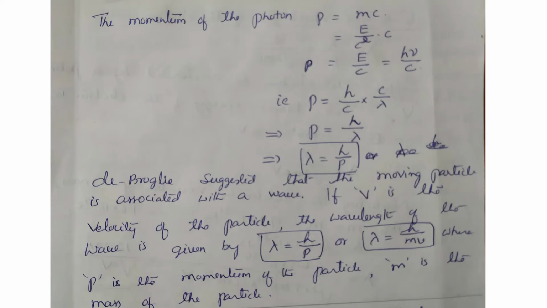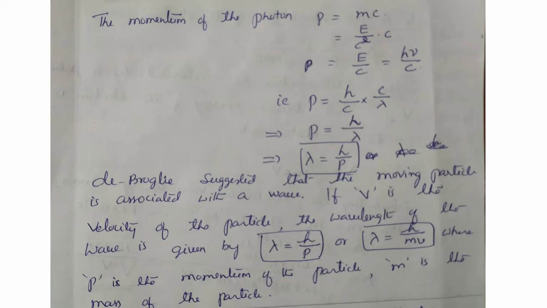Then what is the momentum of the photon? Momentum is mass into velocity, mc, but m is E by c squared, so that we get momentum p as E by c, but E, the energy of the photon, is h nu, so that momentum is h nu by c, where the photon is moving with the velocity equal to the velocity of light. That is, p is equal to h by c into nu, and nu is nothing but c by lambda. You know that c is equal to nu lambda, so nu is c by lambda, so that we get p as h by lambda. From this we get lambda as h by p.